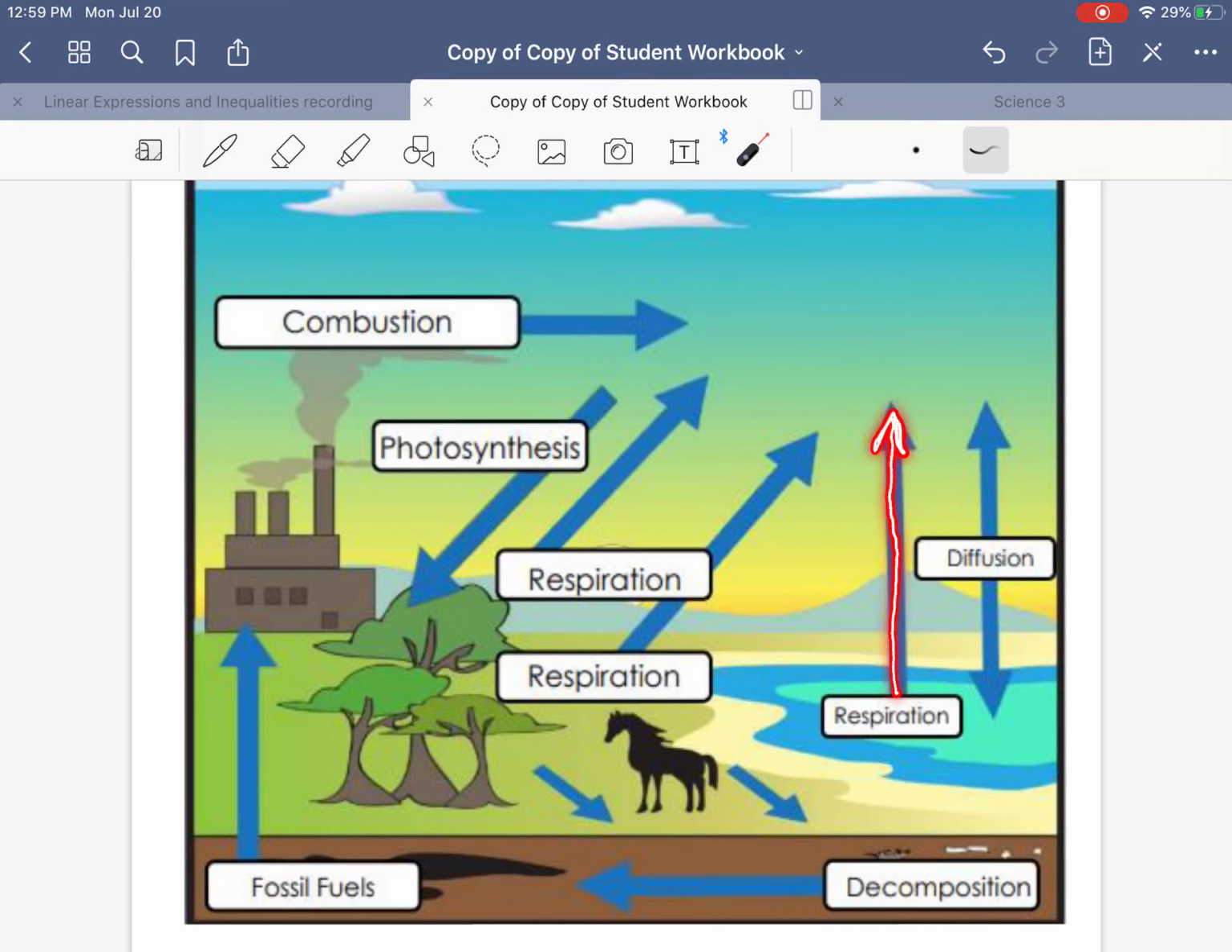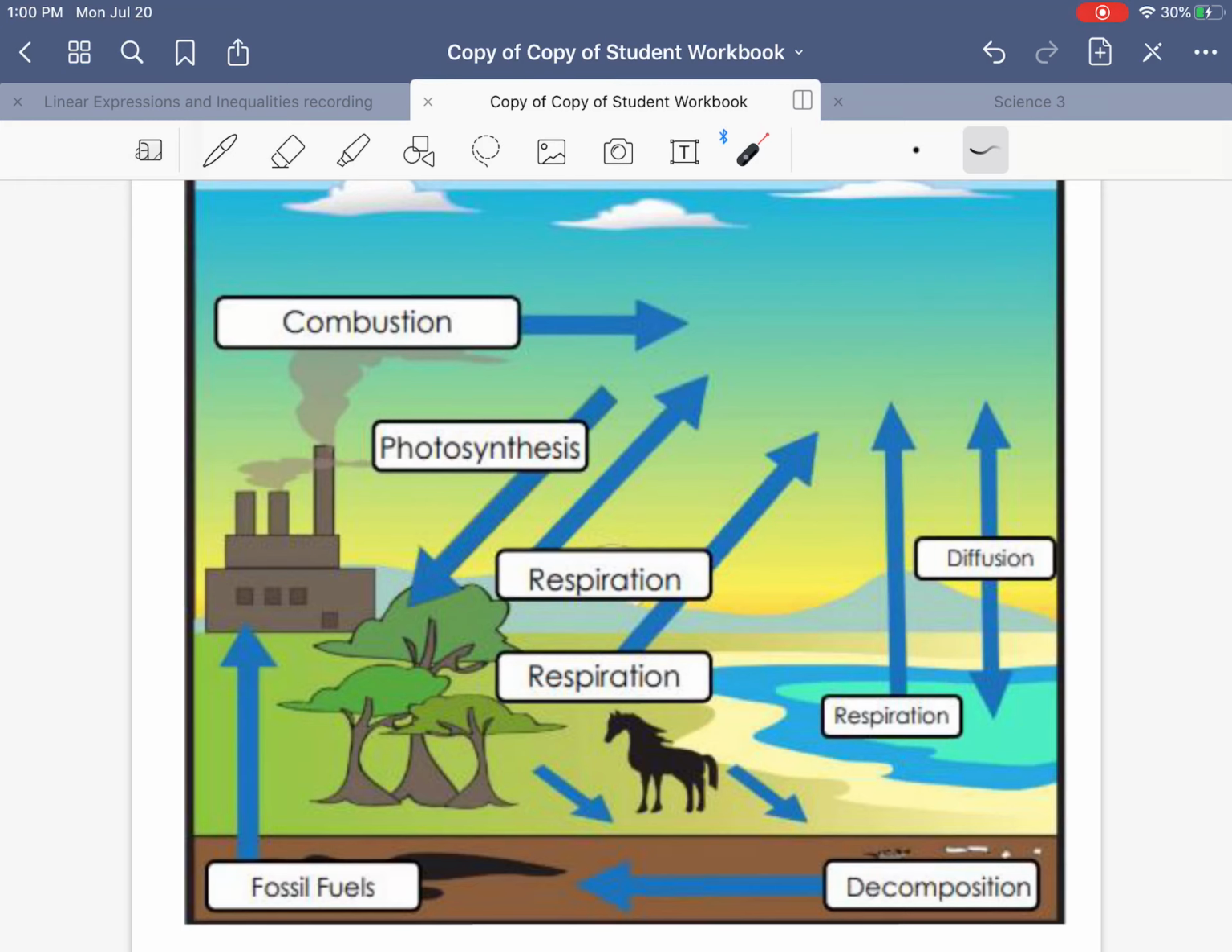Respiration. Okay. Respiration is coming from living things. So ocean life is breathing. It's releasing carbon dioxide into the air. Diffusion, remember, this is where air and water meet. So this one's going both ways. You're getting molecules that are diffused upwards and downwards. So this process is a bidirectional process. This is a unidirectional process. It's just going upward.